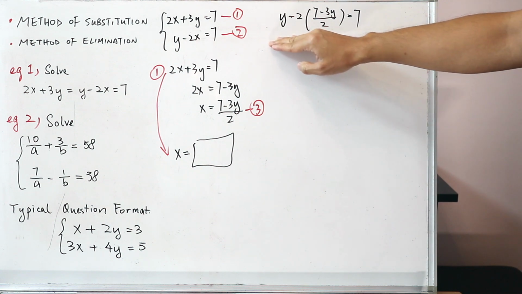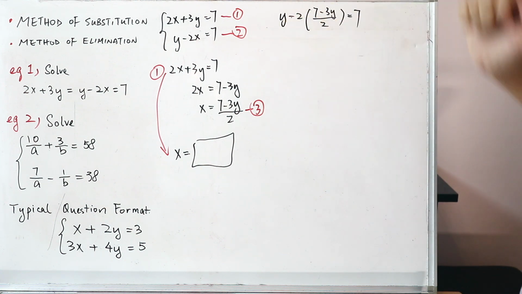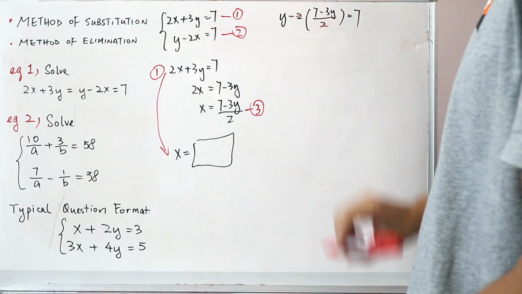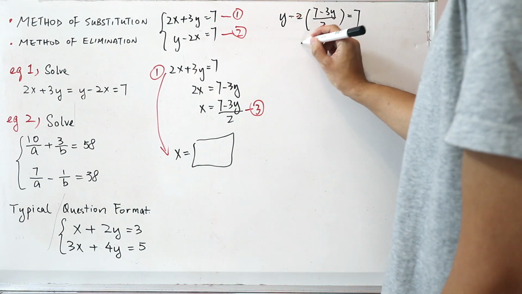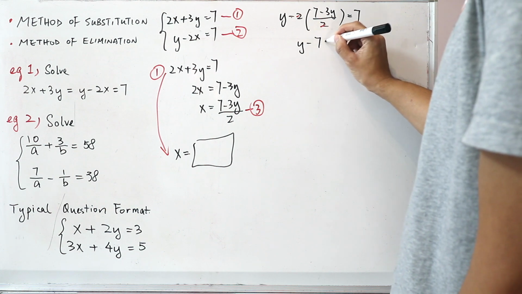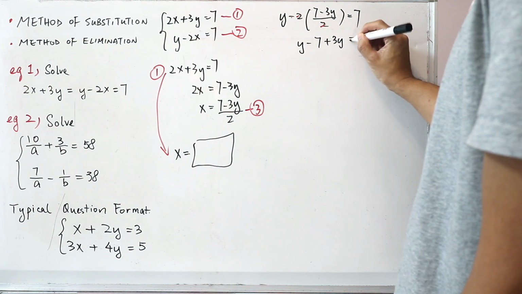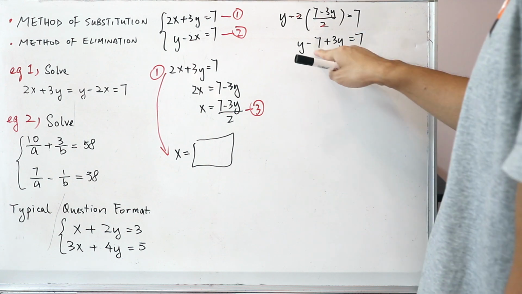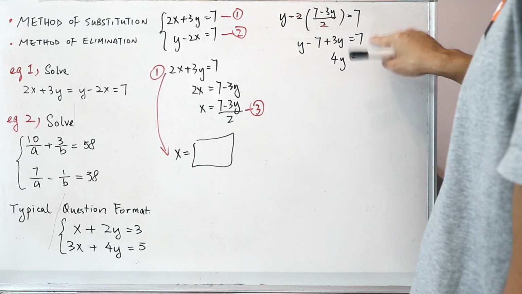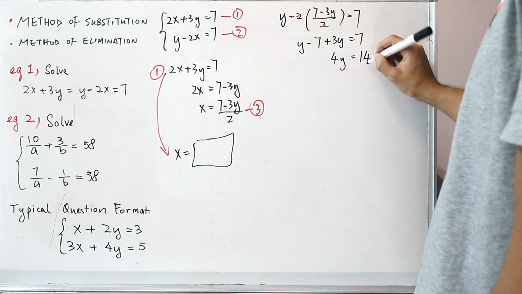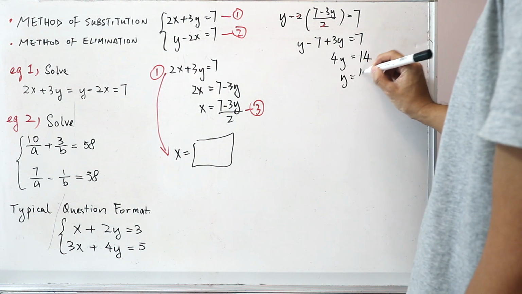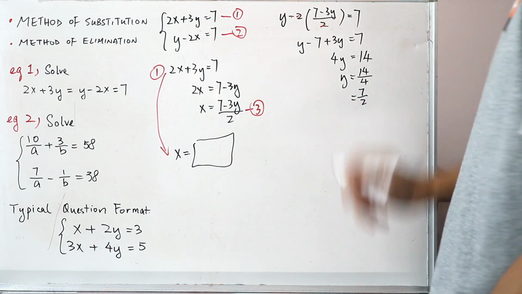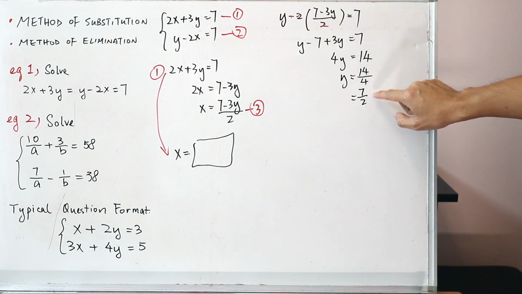Now we have one equation with only one unknown, so this is very solvable. So we do some simplification. 2 divided by 2, they cancel each other out. This becomes y minus 7 plus 3y is equal to 7. So y plus 3y is 4y. Minus 7, I move it to the right hand side, so it becomes 7 plus 7, which is 14. So y is equal to 14 divided by 4, which is equal to 7 divided by 2. We know y is equal to 7 divided by 2.